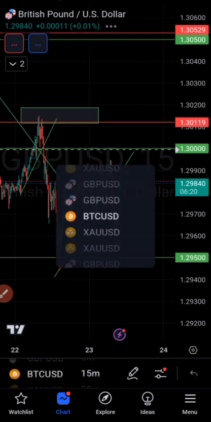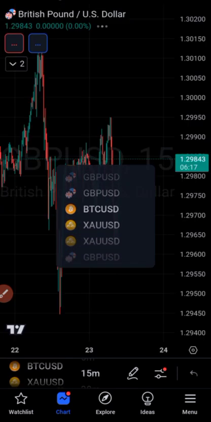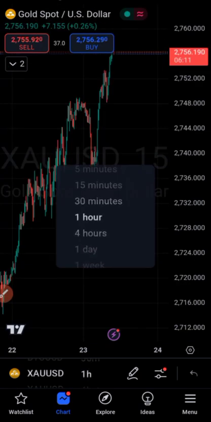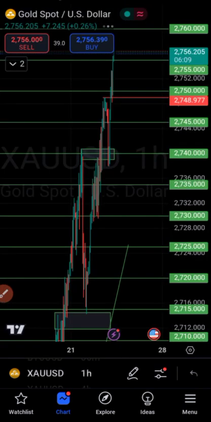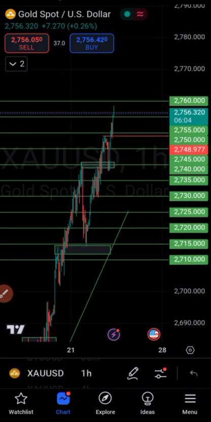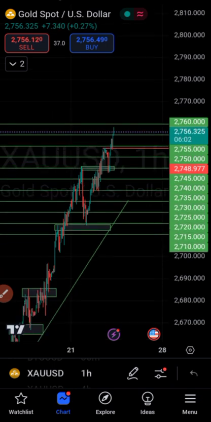But now I'm going back to my gold chart on a 1 hour time frame. So I applied that psychology level thing on gold too, and I saw that it is working. In fact, on Monday, I hadn't been using this psychology level.